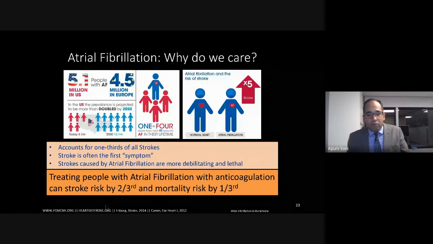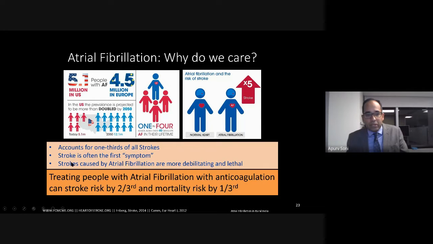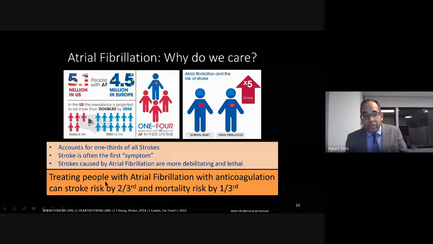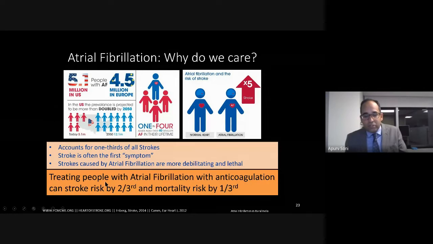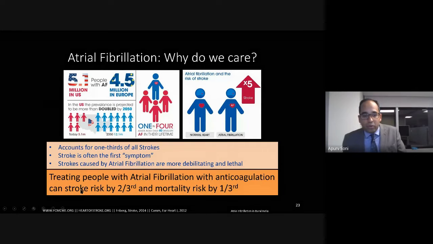We did a study focusing on atrial fibrillation in rural India, and part of the reason why we focused on atrial fibrillation is it accounts for 1/3 of all strokes that are observed, and stroke is often the first symptom of atrial fibrillation, meaning that oftentimes atrial fibrillation is detected after the fact, after a stroke has occurred in a patient. However, treating people who have atrial fibrillation, which is a type of arrhythmia, with anticoagulation treatment can reduce the stroke risk by 2/3 and mortality risk by 1/3.